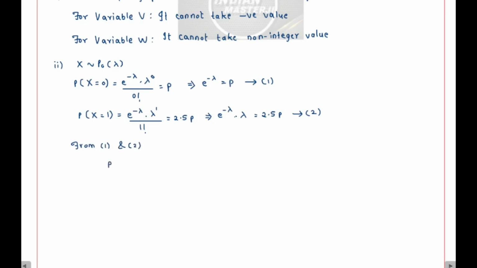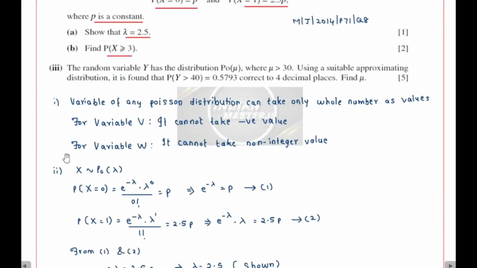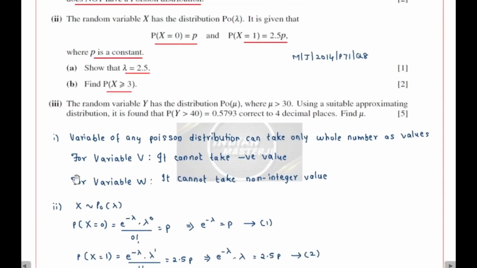can I say P into lambda is equal to 2.5 P? So can I cancel P from both the sides? Because P is a constant here. Okay, I can cancel that particular value. And what I'll get in turn is lambda is equal to 2.5. I've shown this particular thing as an answer. So this answers the first part of question number 2.